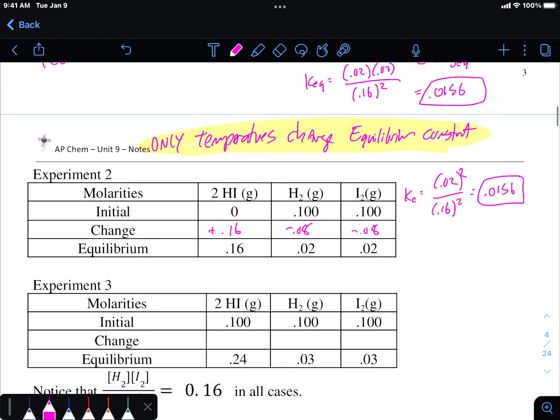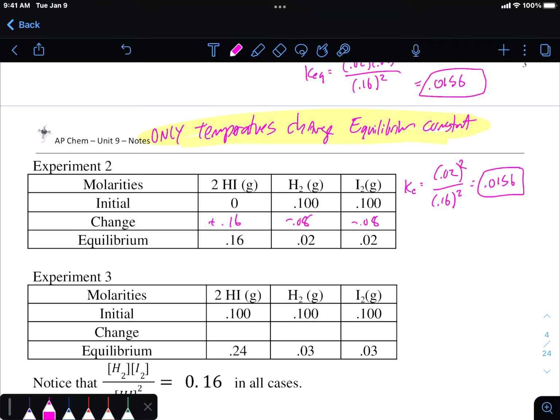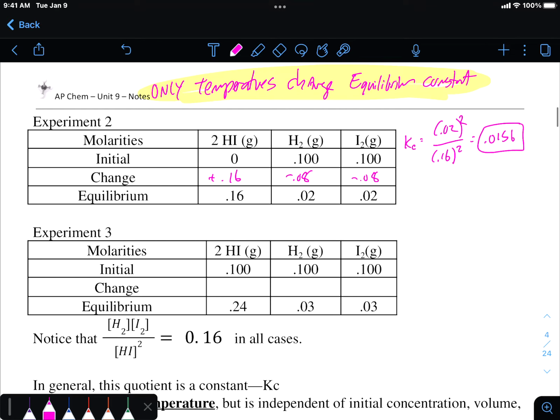Experiment 3. What do we have going on in experiment 3? So, oh, look, we have initial concentrations for everything. 0.1 molar, 0.1 molar, 0.1 molar. Well, it turns out that at equilibrium, we arrive at these concentrations of 0.24, 0.03, 0.03. So how did we get here? This was minus 0.07, a minus 0.07, and a plus 0.14.